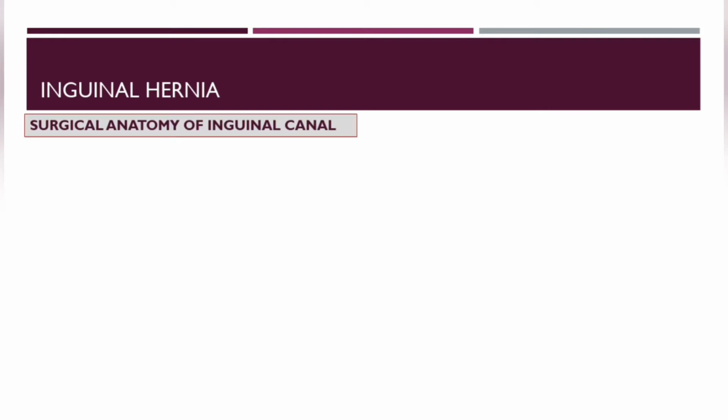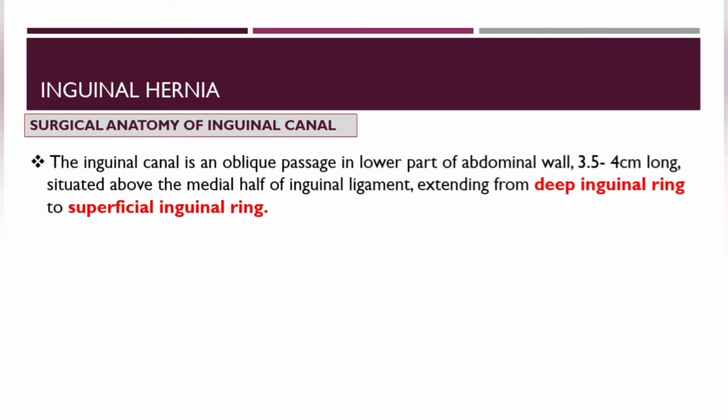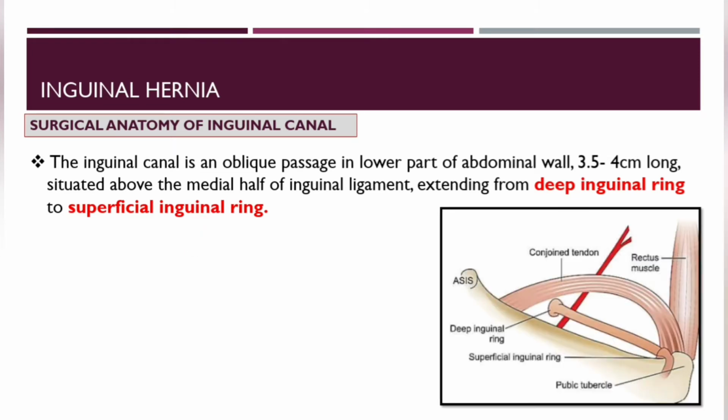Surgical anatomy of the inguinal canal. The inguinal canal is an oblique passage in the lower part of the abdomen. It's 3.5 to 4 centimeters long and situated above the medial half of the inguinal ligament, extending from the deep inguinal ring to the superficial inguinal ring. Here is the superficial inguinal ring and deep inguinal ring.